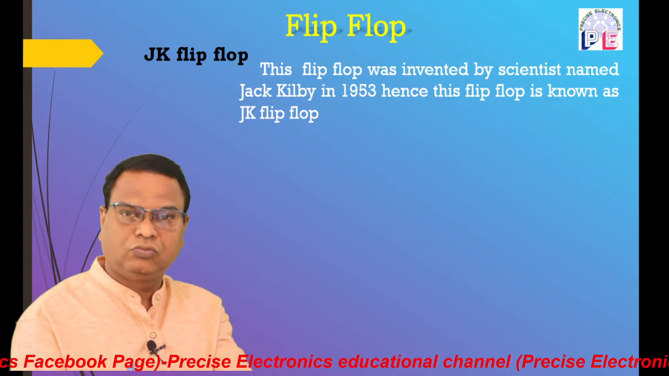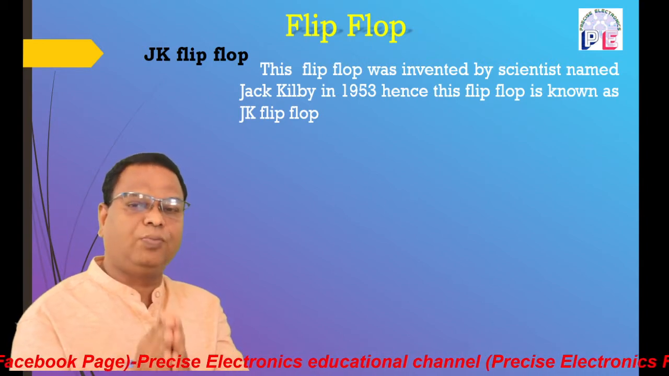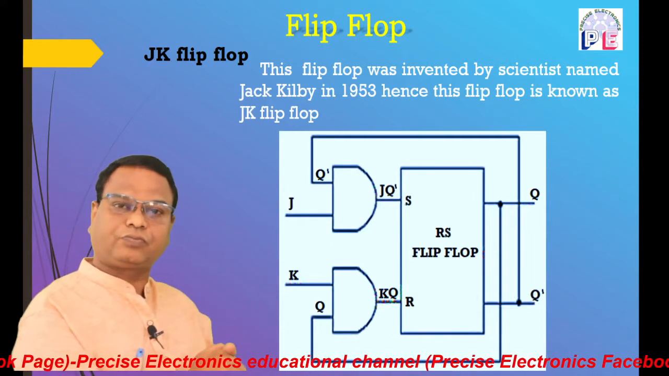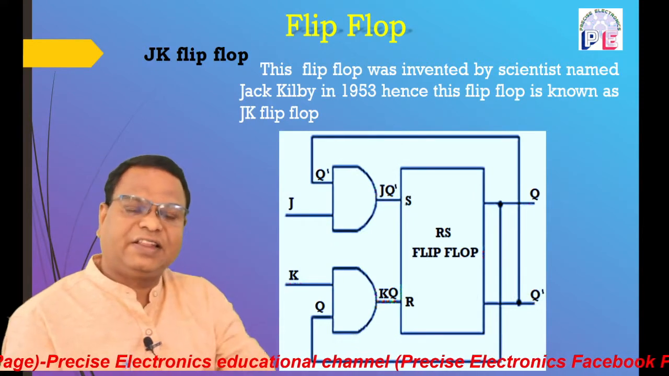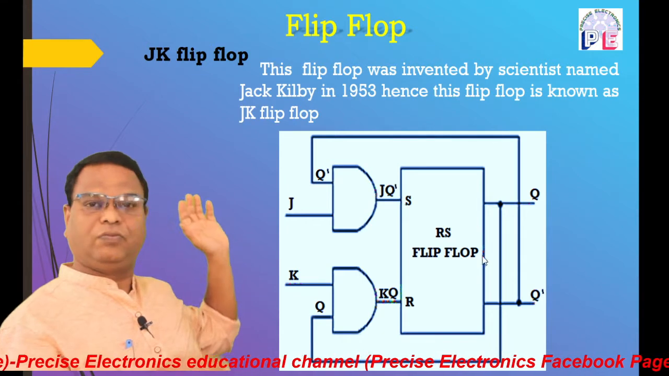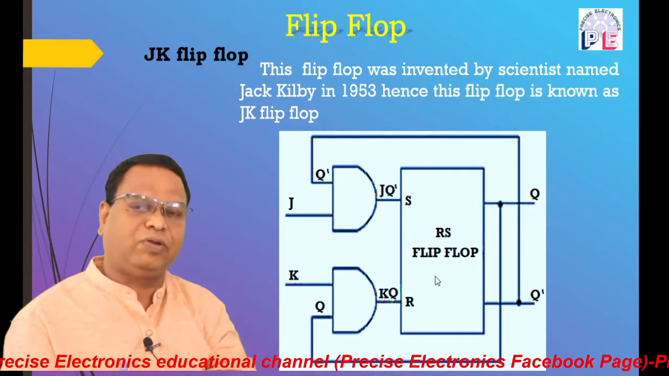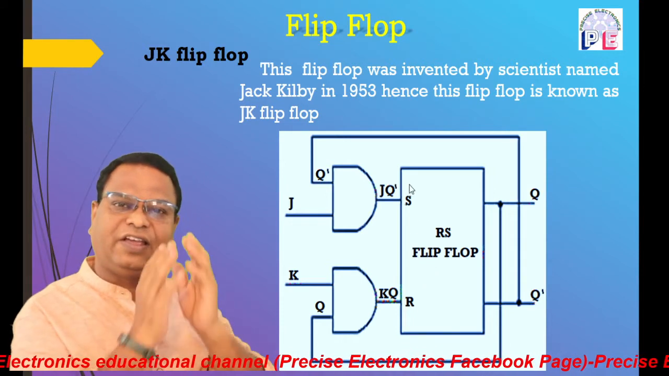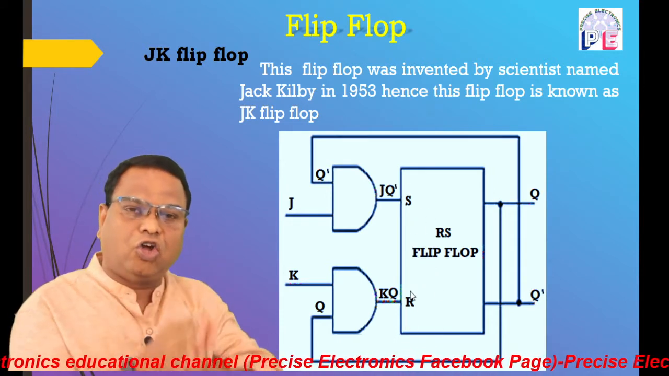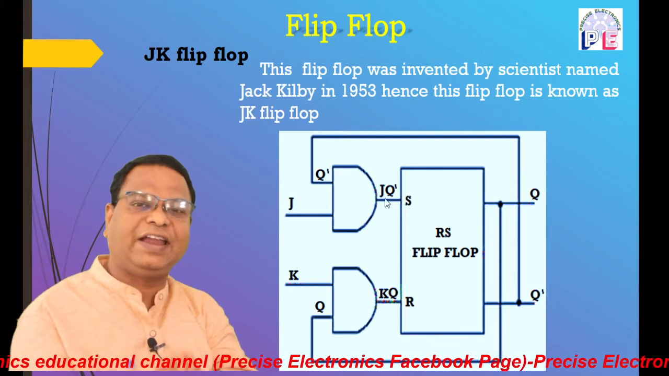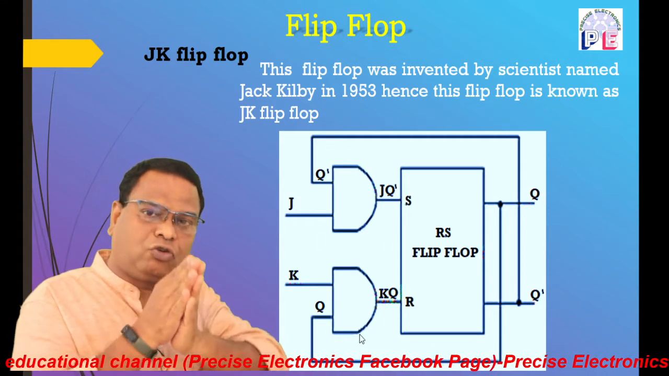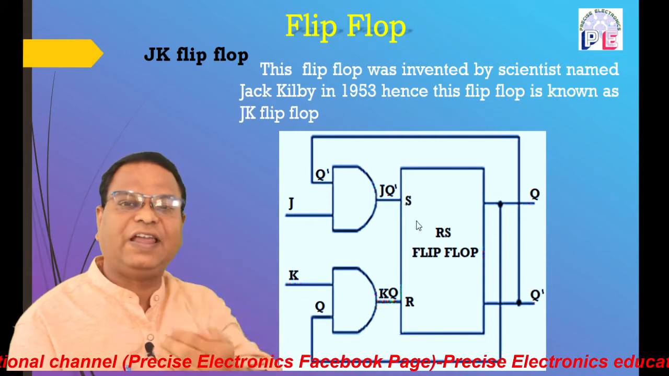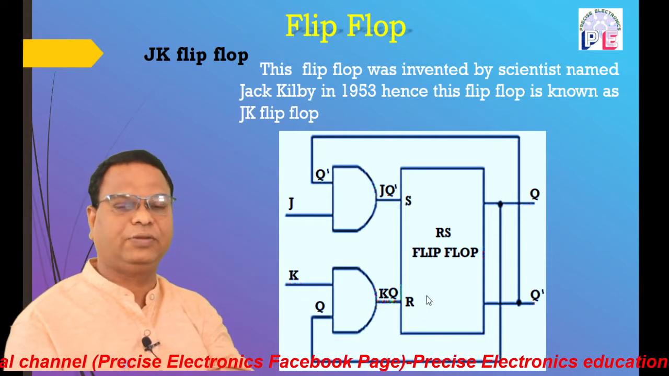Now the logic diagram of the JK flip-flop is going to be displayed on your screen. From this diagram it is clear that the JK flip-flop is basically an RS flip-flop. What are R and S? That is the reset and set states. So basically it is an RS flip-flop, along with which two AND gates are used, and through these two AND gates, the J and K inputs are applied to the set and reset terminals respectively.